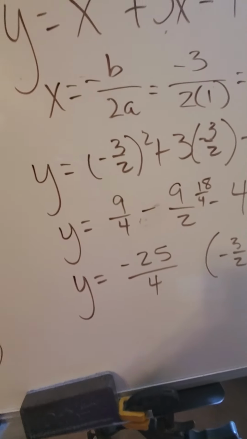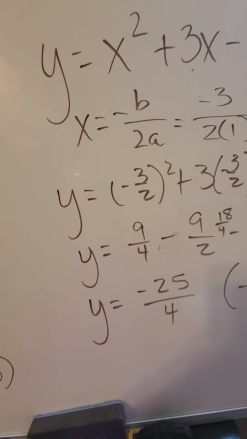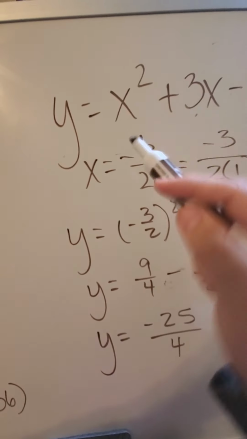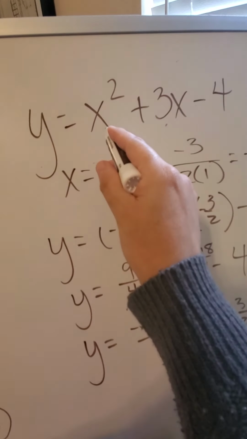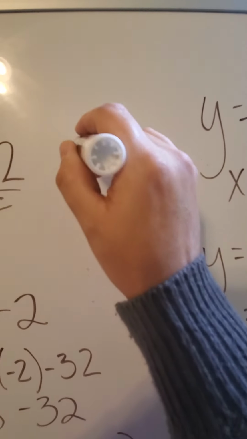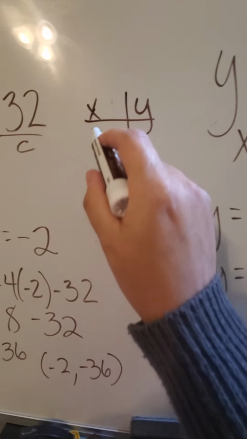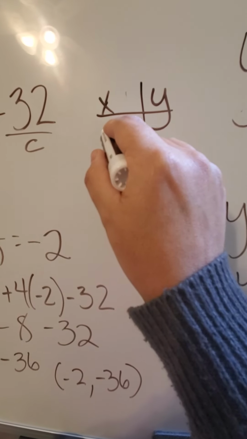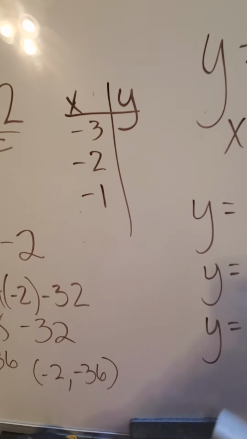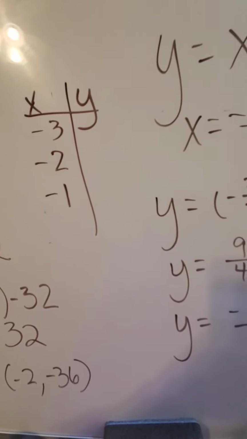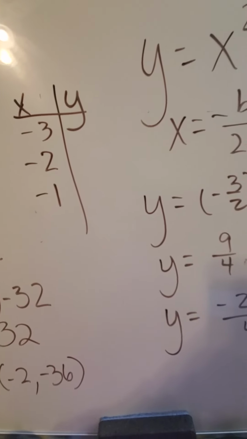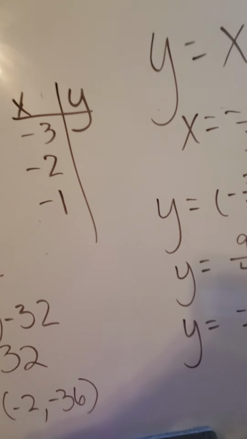All right. If you need to know any other points, you can pick any value you want for x, plug it in, and see what y is, okay? Because it's an input-output type thing. Let's say I usually do like negative 3, negative 2, negative 1, right? And then get some values, and then I can kind of mirror it over. Because remember that with the vertex, you have the axis of symmetry too. And I'll talk about that in just a second.